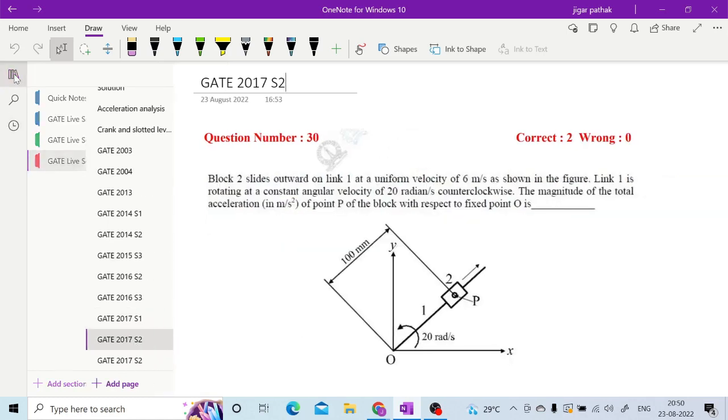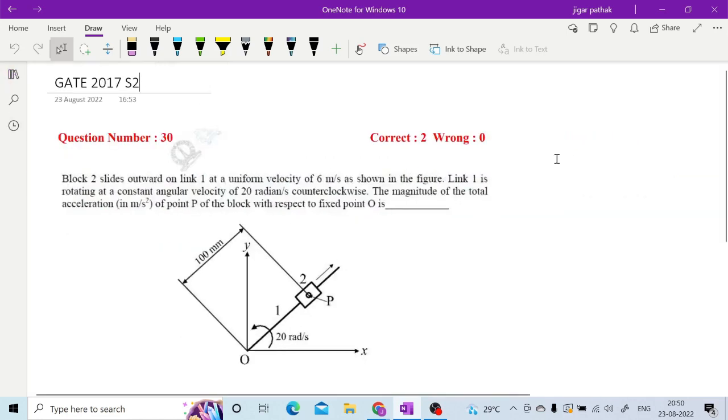Okay, so now let us go for the next question. Again, you have to type in your answer. Let me read the question. Block 2 slides outward on link 1 at a uniform velocity of 6 meter per second as shown in the figure. Now link 1 is rotating at a constant angular velocity 20 radian per second counterclockwise. The magnitude of the total acceleration of point P of the block with respect to fixed point O is.